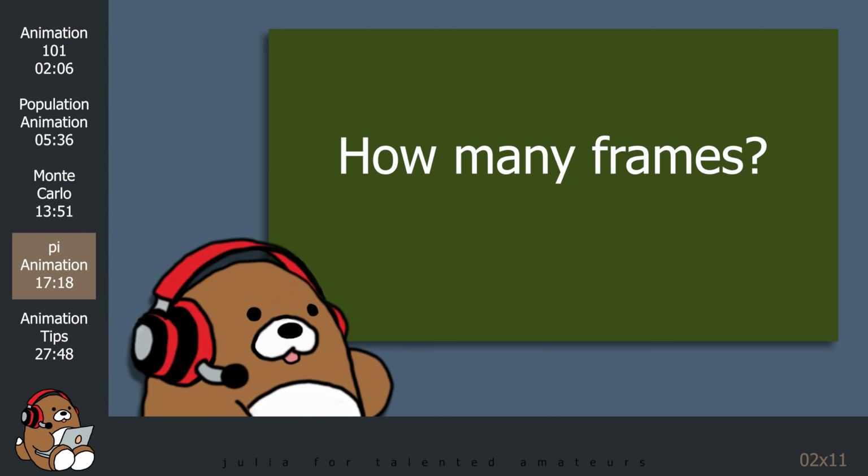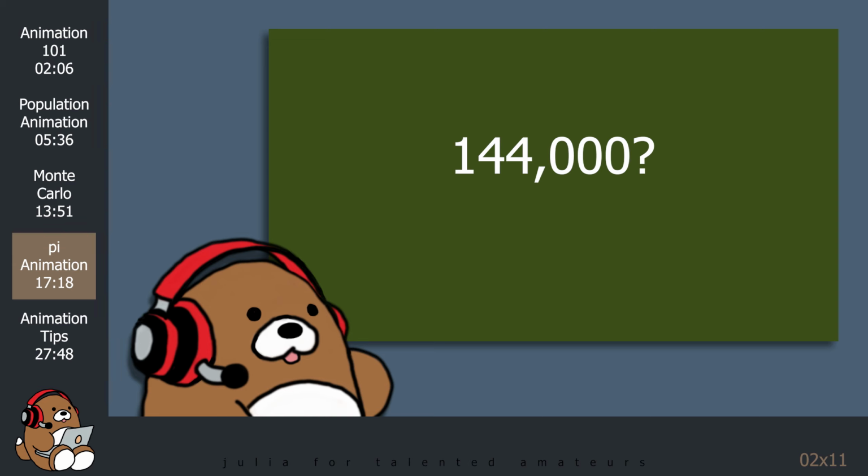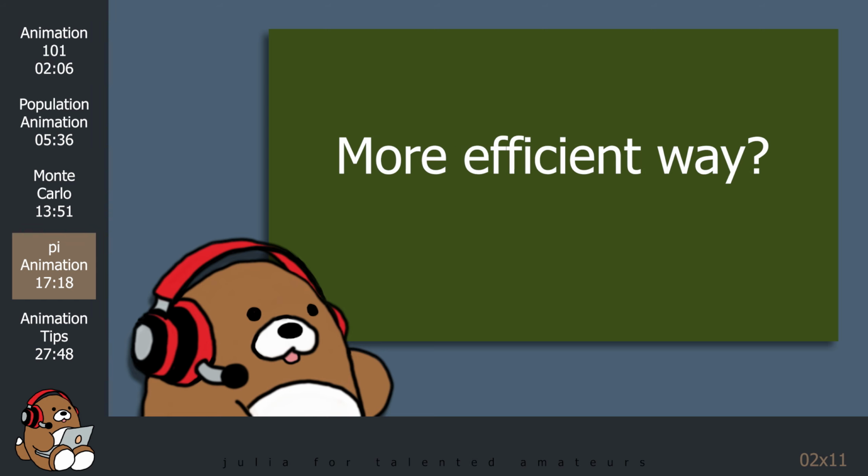This next step is very important. We need to determine how many frames we want in our animation. While it may be tempting to plot one dart per frame to get 144,000 frames, this would be resource-intensive, inefficient, and not very practical. A more efficient way would be to plot clusters of darts per frame to reduce the number of frames. This will still allow us to tell our story while avoiding the creation of an unnecessarily large video file.